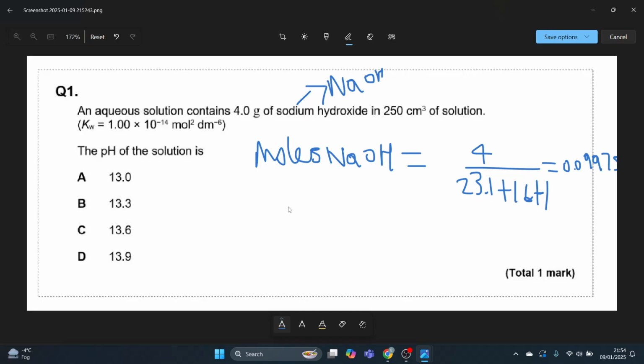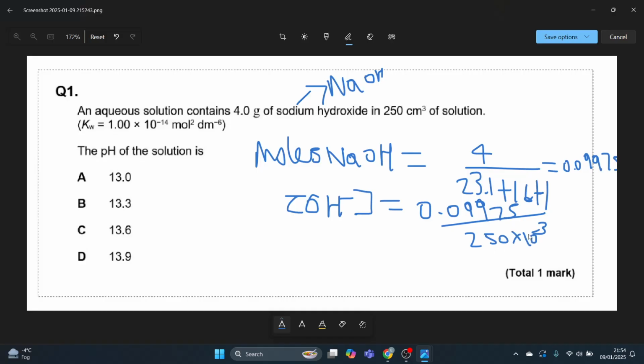Moles is concentration times volume. Concentration of OH minus equals the moles, 0.09975, divided by the volume times 10 to the power minus 3 converted into moles per dm cubed. So my answer divided by 250 times 10 to the power minus 3, and I get my answer as 0.3399, and obviously the ionic product of water Kw is equal to concentration of H plus times concentration of OH minus.